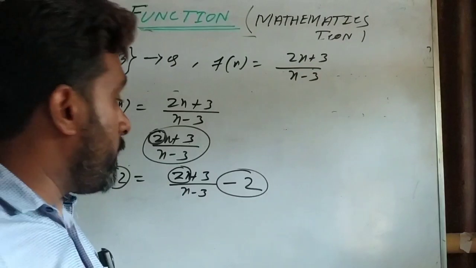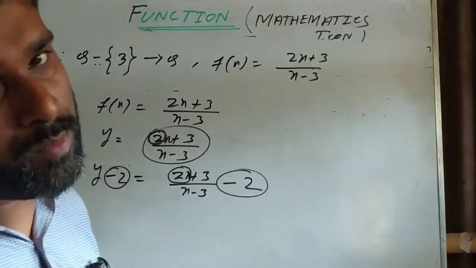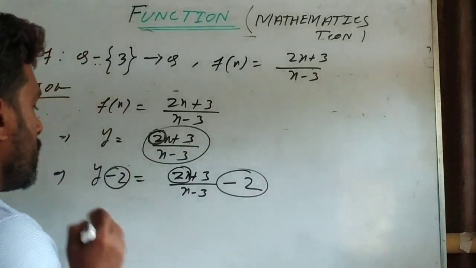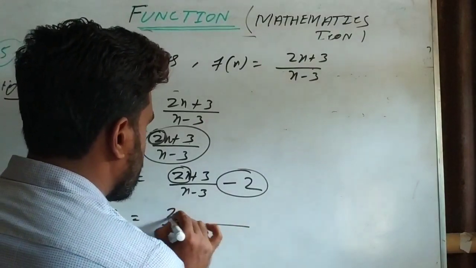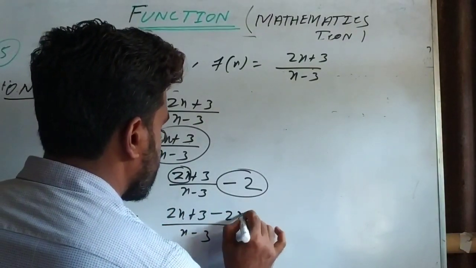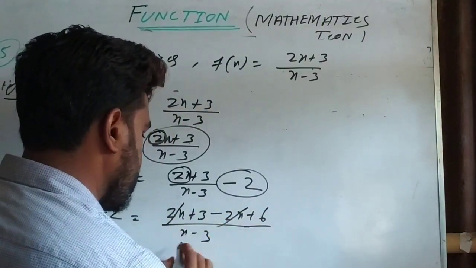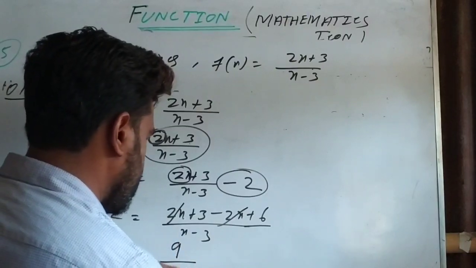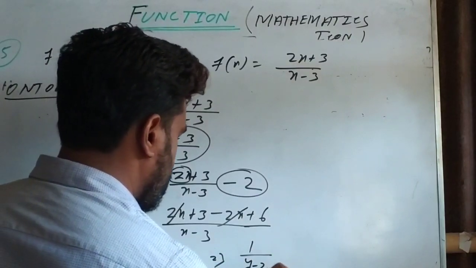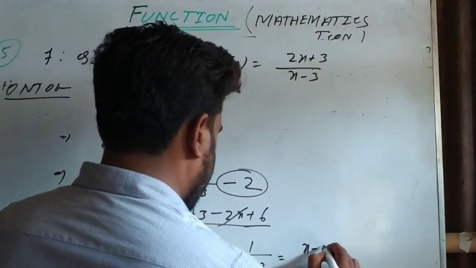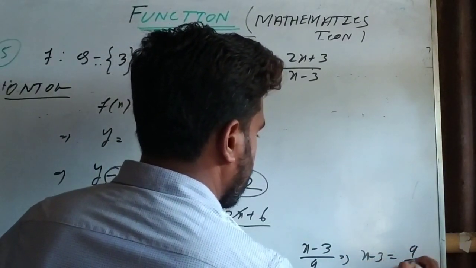Okay, so ये अगर मैं यहाँ पर न्यूमरेटर का जो x का टर्म है उसको कैंसिल करना चाहूँ, दैट मीन्स मुझे यहाँ पर बोथ साइड minus 2 ही ऐड करना पड़ेगा। यहाँ पर देखो y minus 2 equals to, if I take the LCM here, 2x plus 3 minus 2x plus 6. So there is y minus 2 equals to twice x cancel, 9 by x minus 3. Now take the reciprocal on both sides, 1 by y minus 2 equals x minus 3 by 9. Okay, so x minus 3 equals to 9 by y minus 2.